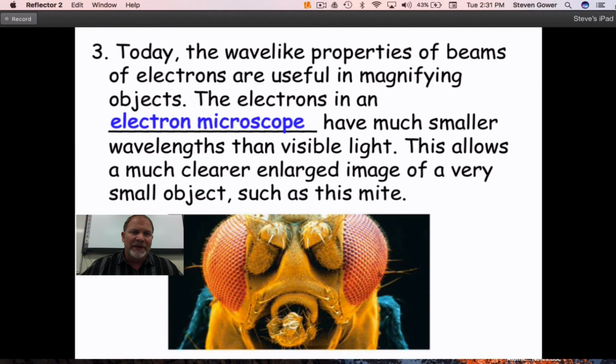Today's wave-like property, beams of electrons, are useful in magnifying objects. We can use what we call an electron microscope. It shoots electrons. The electrons returning actually help us, since electrons are so small, it helps us see details in a very small object. And this is actually a mite. So very, very small, and we actually see the fine details on this insect.